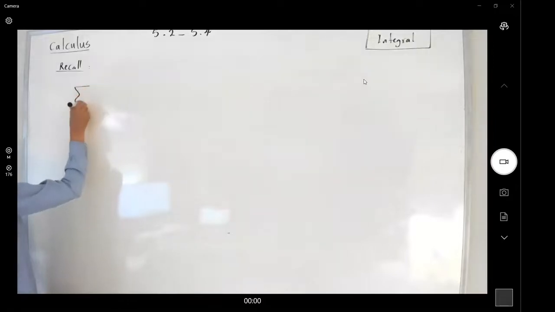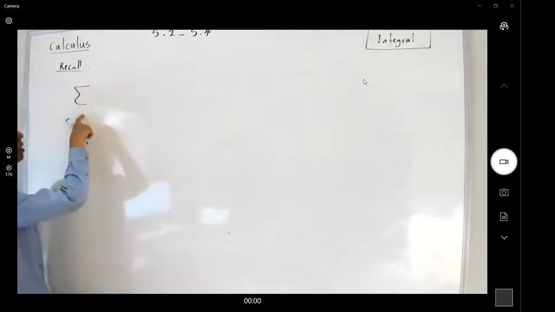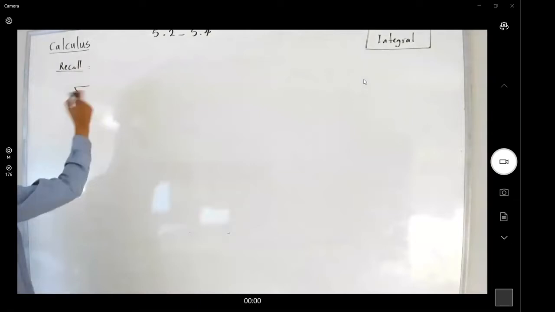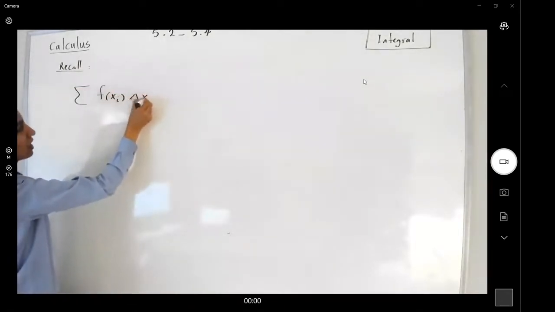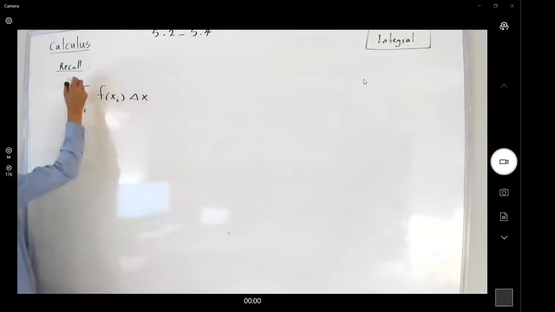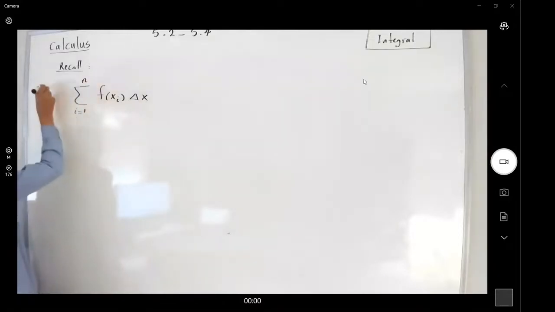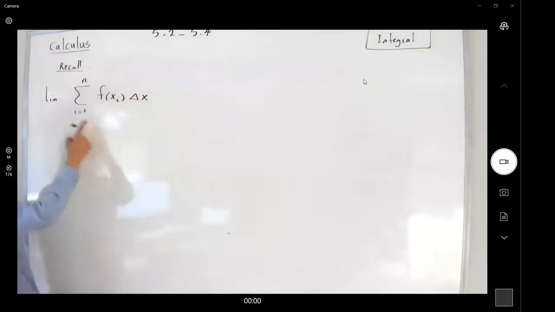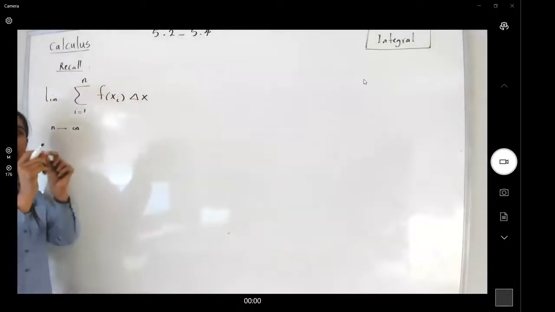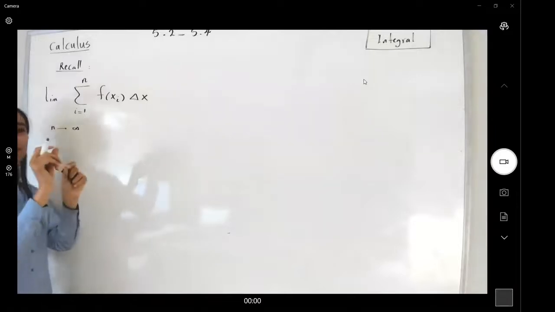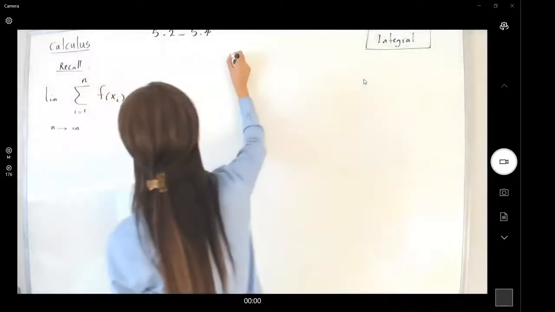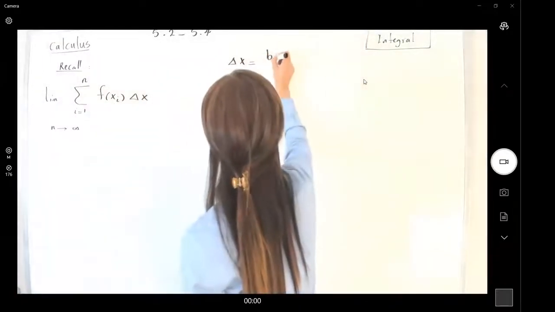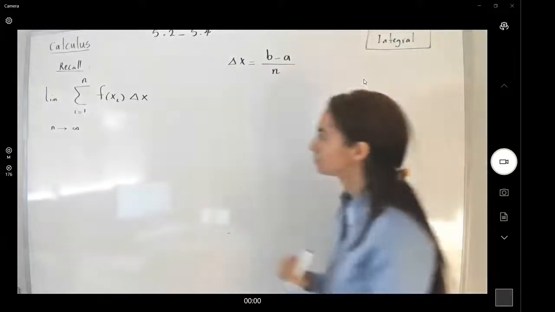So the Riemann sum, remember this ugly sum: the sum of f of x_i delta x, where i starts from 1 and goes to n, and then we take the limit of this sum while n goes to infinity. Remember the reason for that? You're trying to make those subintervals very small by sending n to infinity. Recall again that our delta x was (b minus a) divided by n.